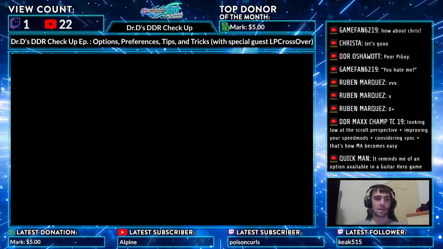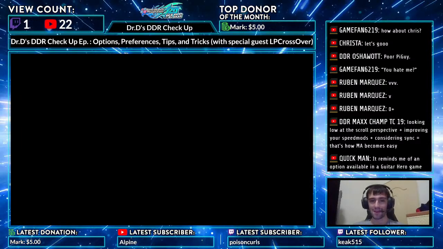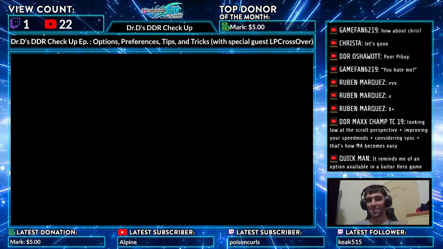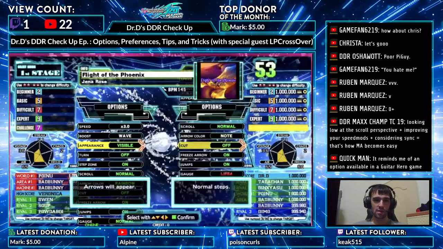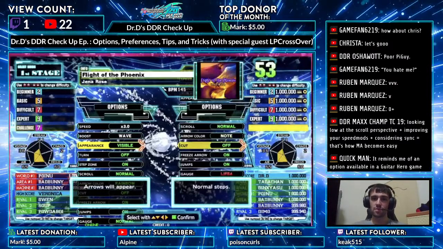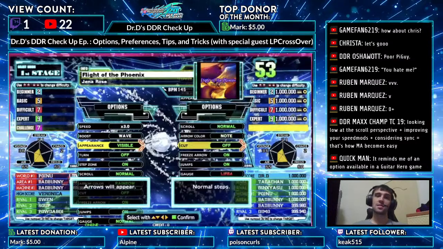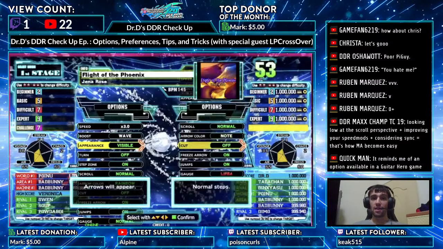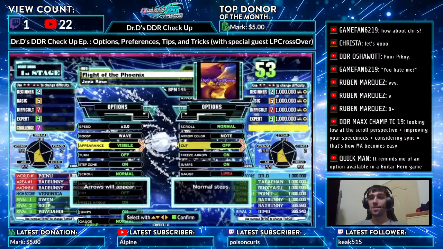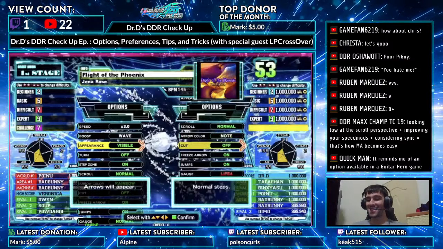And that brings us on to the next one, which is the turn mods. All right, turn mods. So let's bring this up again. After appearance, we have turn. If it's off, well, you're playing the chart as the step artist wrote it. If you're using a turn, then you are playing a chart that the step artist did not write.